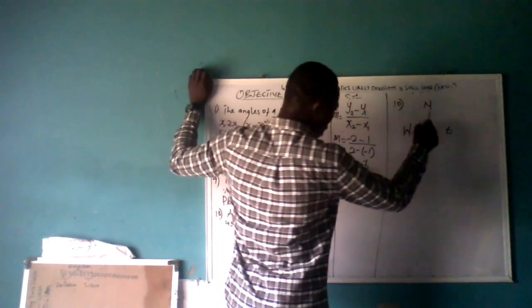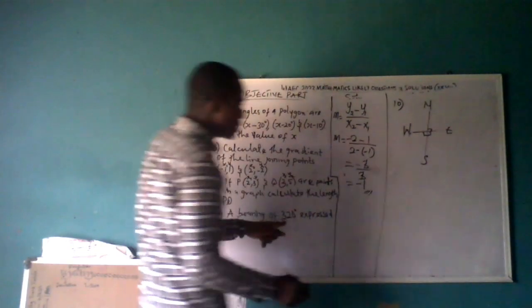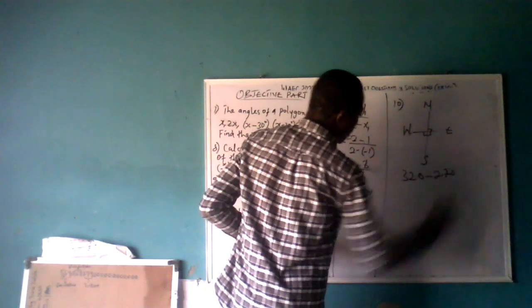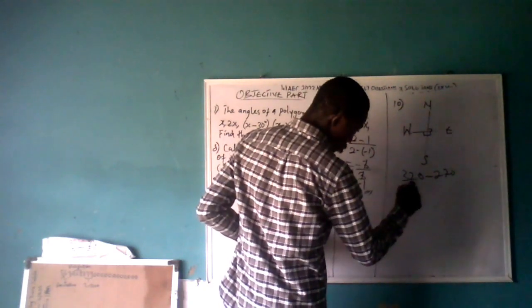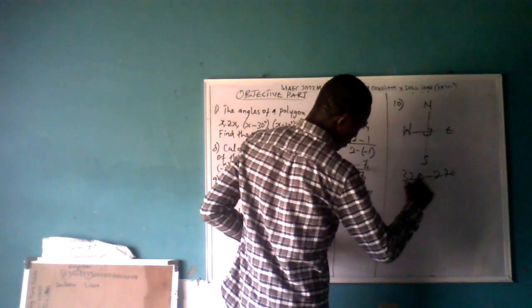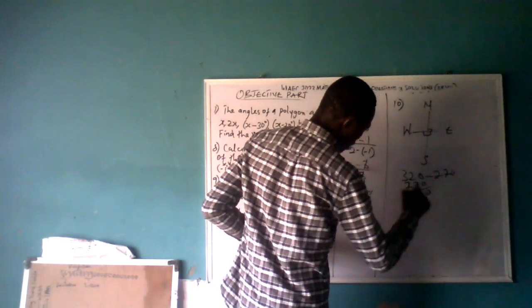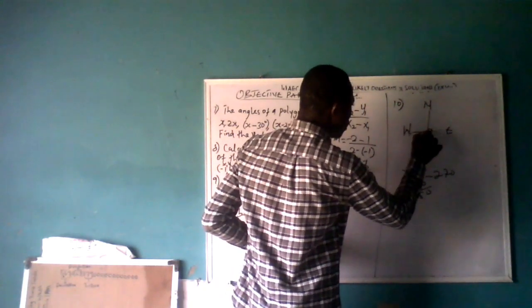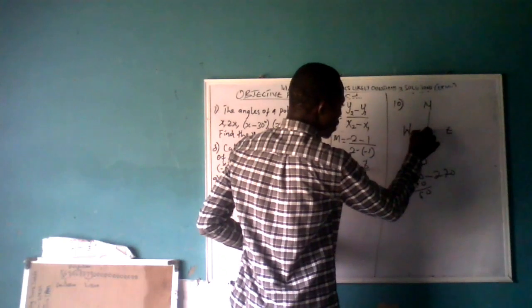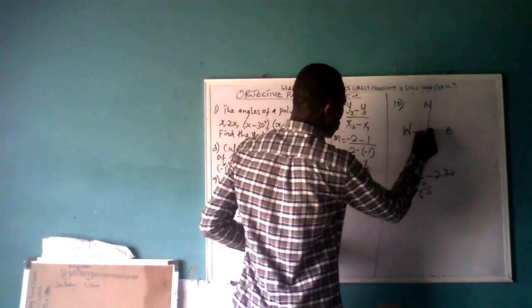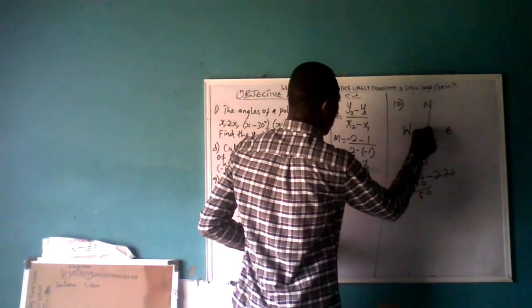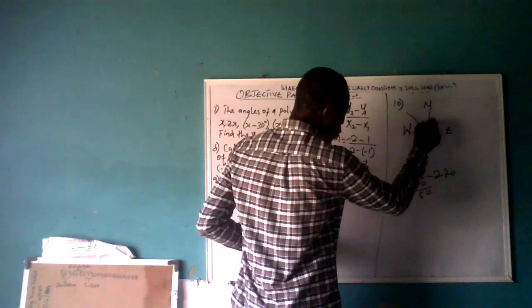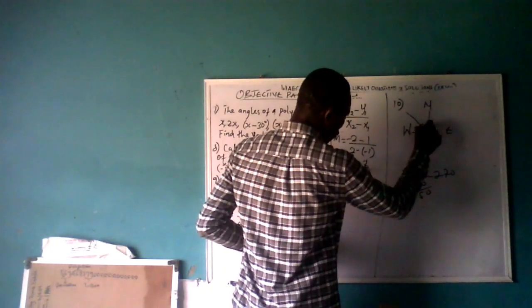Now 270, what do you do to get this? Because we are dealing with 320 and we are at 270, 320 minus 270 will give you the leftover, which is 50. So you measure 50 from the west pole, and it will be somewhere here. So if this is 50, therefore from the north pole to the west, the measure will be 40.